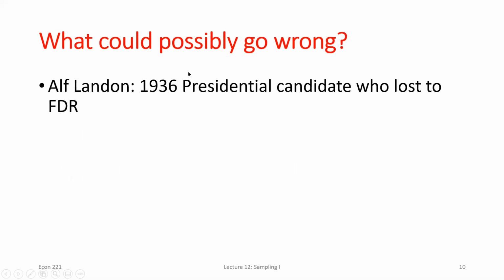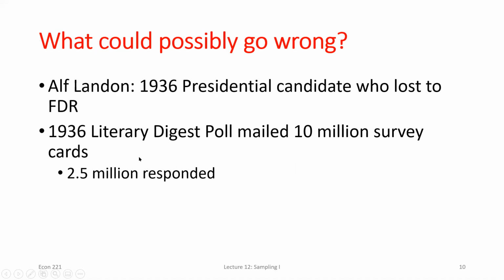But if we go back to the 1936 presidential election, Alf Landon was the Republican candidate at the time who lost to Roosevelt, right? Lost to FDR. So in 1936, prior to the election, my grandma used to get this little book, kind of like a magazine. The Literary Digest poll sent out 10 million survey cards, and they got 2.5 million people to respond. So they've got a sample of size 2.5 million.